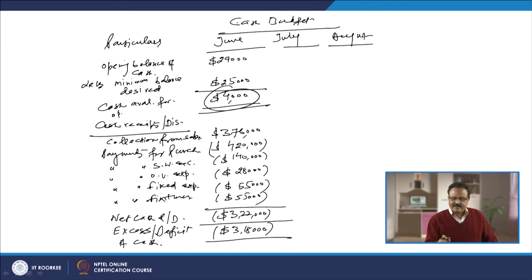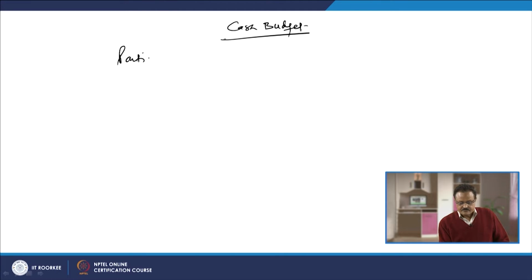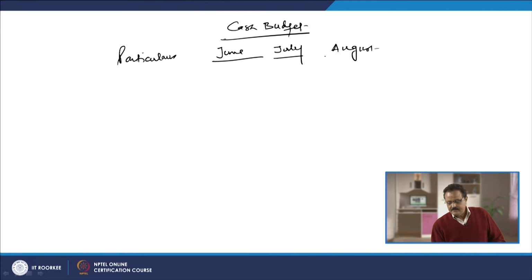So I am continuing with the month of June, but on the next sheet. We will again come back to this sheet. So again I am continuing with the cash budget. In this case we have written particulars, and again we are doing almost the same thing: particulars, then June, then July, and then August. These are the 3 months again.